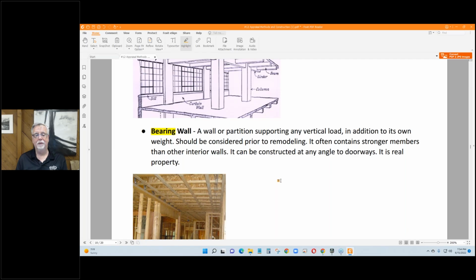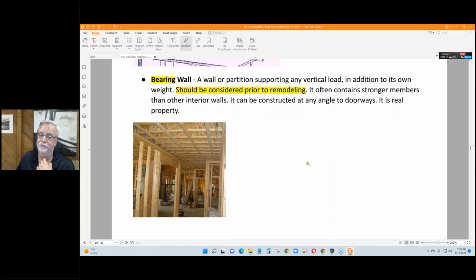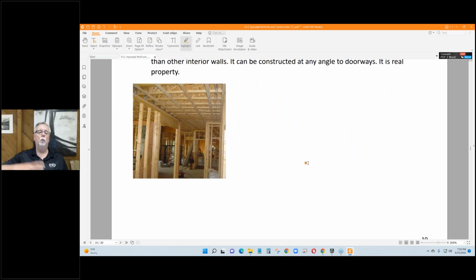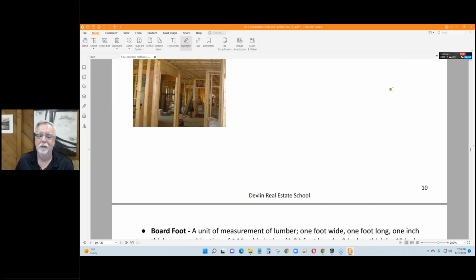I don't know how you build it there, but anyhow, a bearing wall is a wall that bears the weight of the building. It says you might want to think about these things before you move them. And which walls are the bearing walls? They're the walls that go up first, because they put them up first because they're the walls that bear the weight of the building.